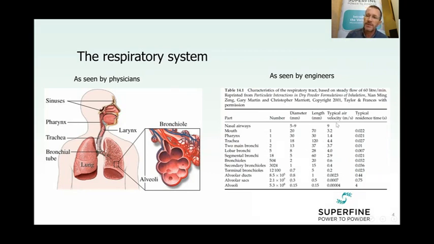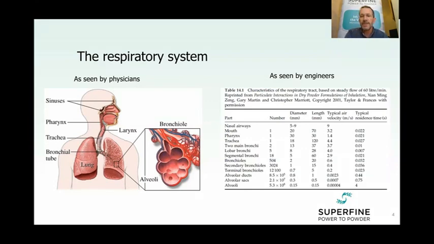You see the typical air velocity: in the beginning the speed is quite high, and as we go down, we go to a laminar flow, which is very slow. And the residence time is very, very short in the beginning, and only here in the alveoli you have a few seconds of residence time. This is where the blood and the oxygen are being exchanged.